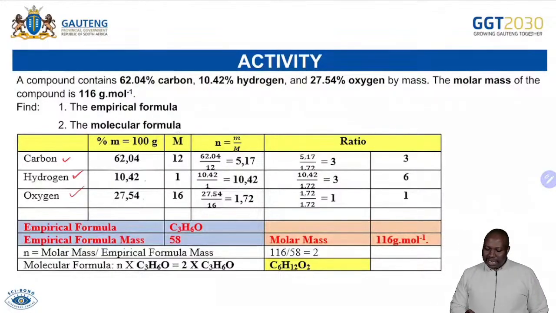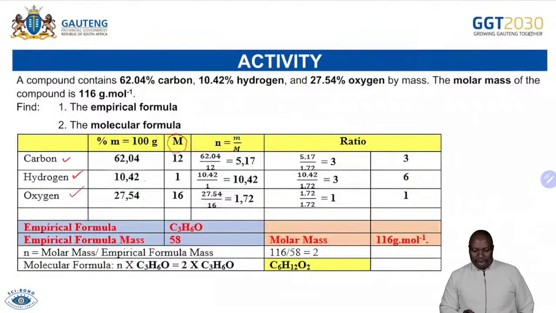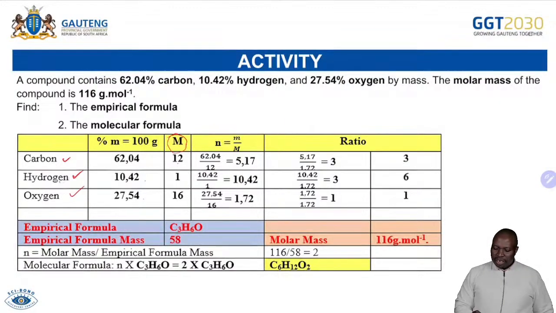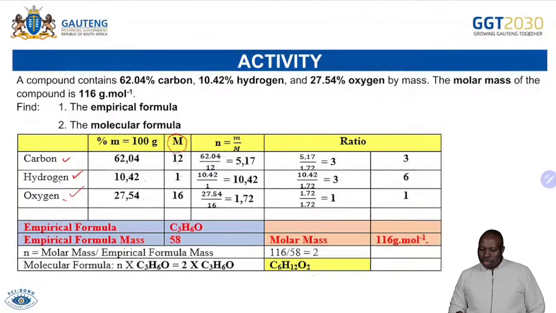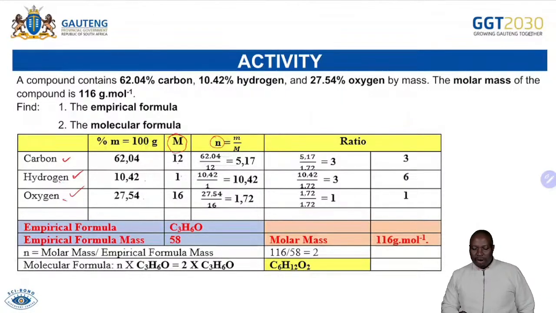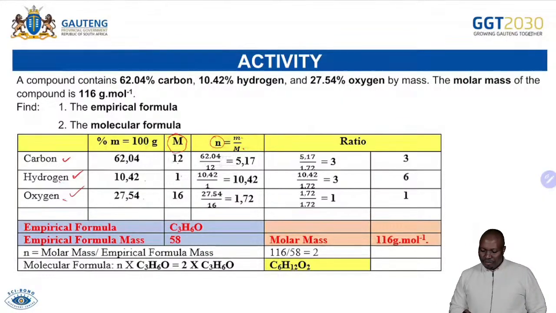Then you divide them by, so you are having the mass, then you list their molar mass to say what is the molar mass of carbon is 12. Molar mass of hydrogen 1 or 1.008. Molar mass of oxygen 16. So you are able now to say, okay, I'm having the mass, I'm having the molar mass, I can calculate the number of moles. How do I do that? I will say mass over molar mass. So you will take your mass, 62.04 divided by molar mass is 2, and then you get 5.17. You take 10.42 divided by 1, you get 10.42.